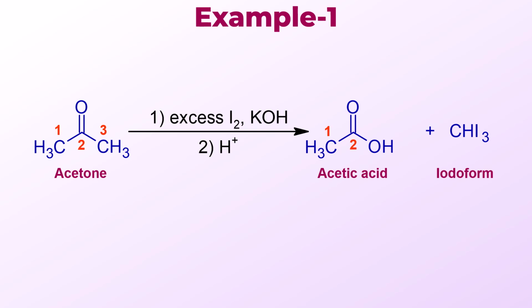Now the question arises, why is only 1 methyl group adjacent to the carbonyl group halogenated? In principle, both methyl groups could undergo halogenation, but only 1 methyl group is undergoing halogenation to give 1 mole of iodoform.